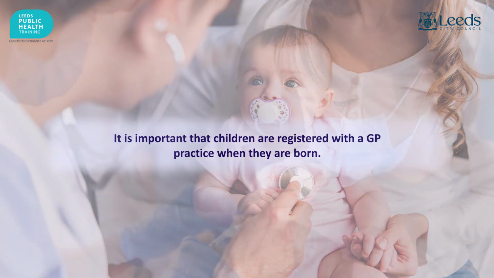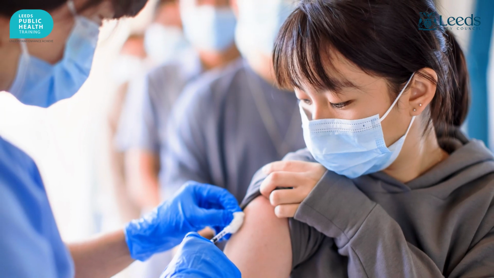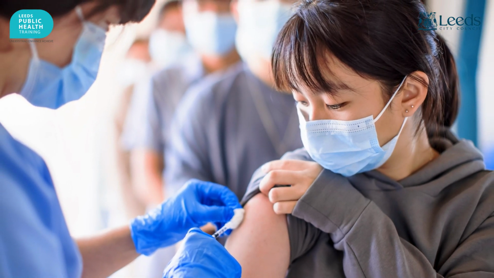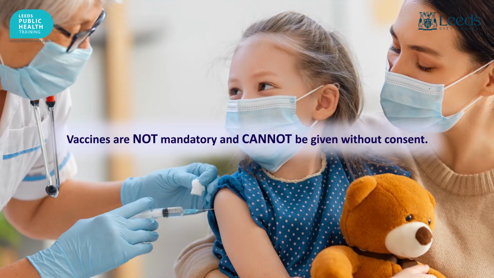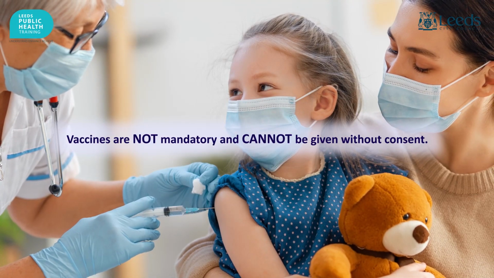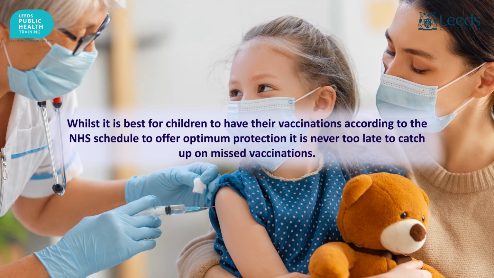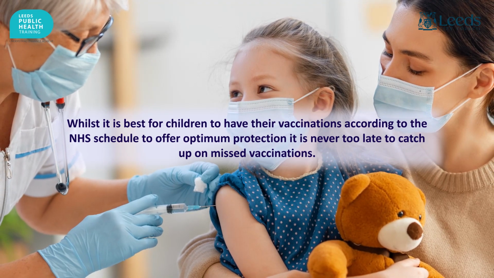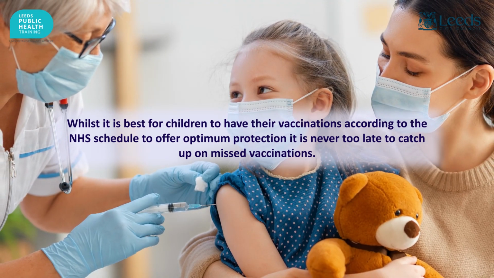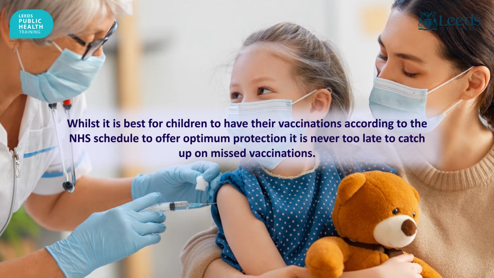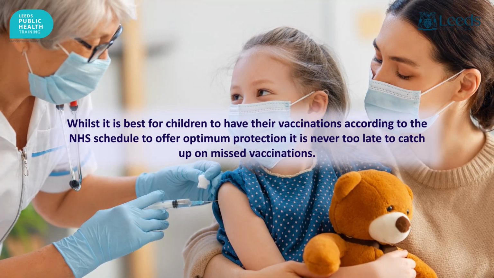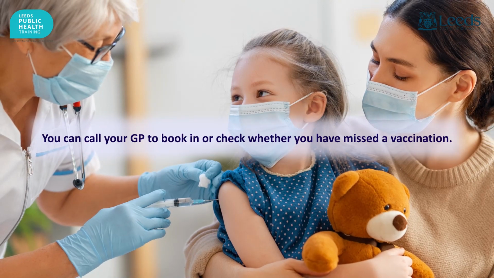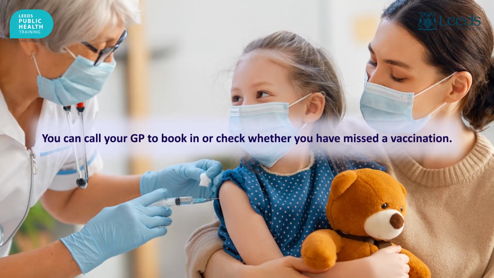The Year 8 and Year 9 vaccinations are given in school when consent has been provided. Vaccines are not mandatory and cannot be given without consent. Whilst it is best for children to have their vaccinations according to the NHS schedule to offer optimum protection, it is never too late to catch up on missed vaccinations. You can call your GP to book in or check whether you have missed a vaccination.